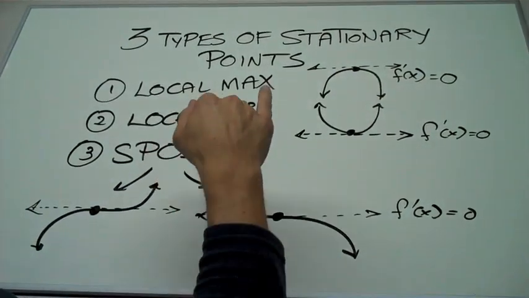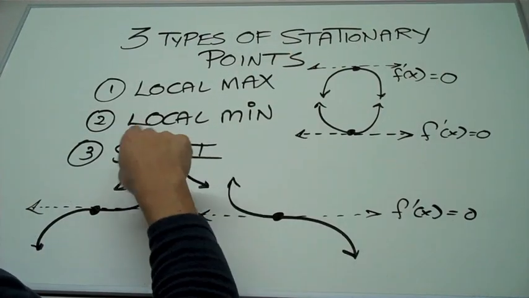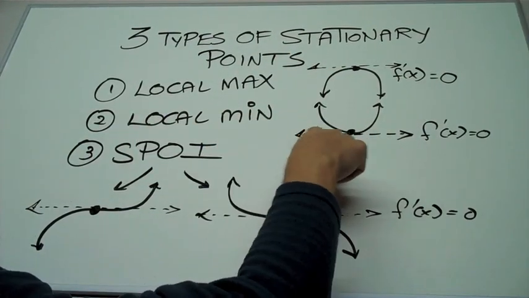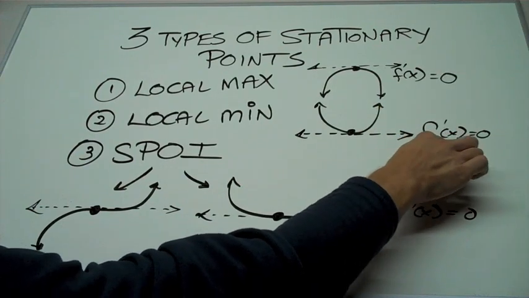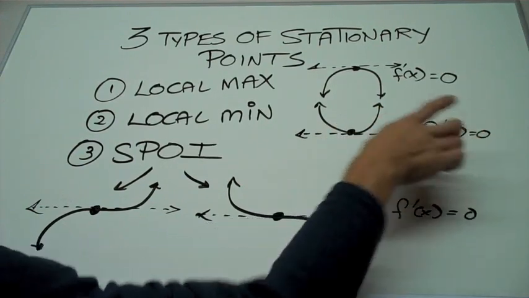It has a horizontal tangent line. The local minimum also has a horizontal tangent line, meaning the slope of that tangent line, or another way to say it, the derivative at this point, is equal to 0.